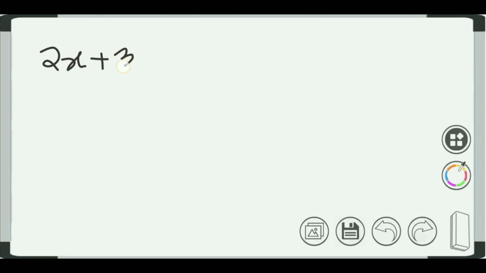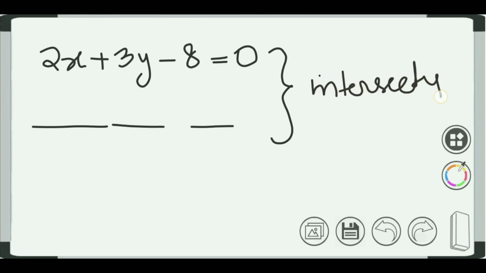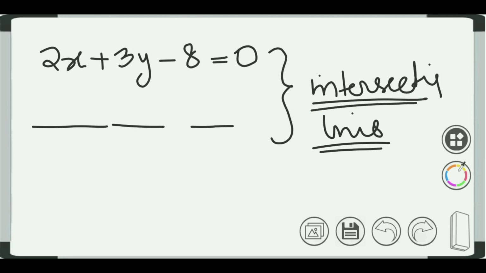2x plus 3y minus 8 is equal to 0. Okay, only one equation is given in the question. Another one we need to form such that it should be intersecting lines. Okay, what is the condition for intersecting lines? I have given you the point in the last question. I think in the second or third question I have given you some points for intersecting lines.